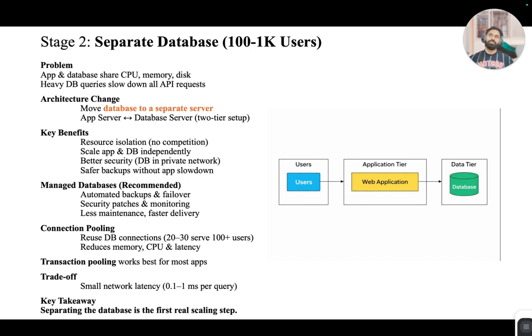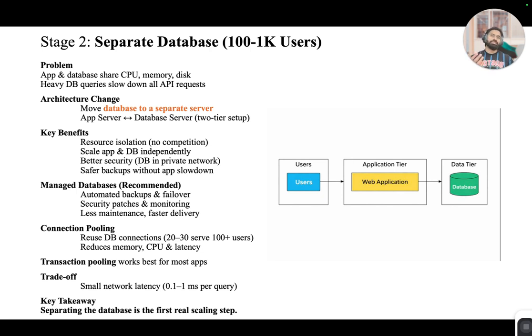Yes, they cost more, usually 50 to $100 per month extra, right? In stage 1 the cost was little, but now with stage 2 the cost increases, and it may vary from $50 to $100 per month extra, but they save hours of maintenance every week. The time you are saving you can better spend on building features, right? So this is very important.